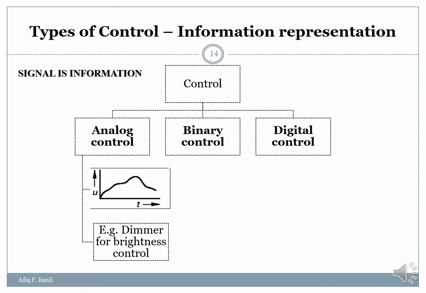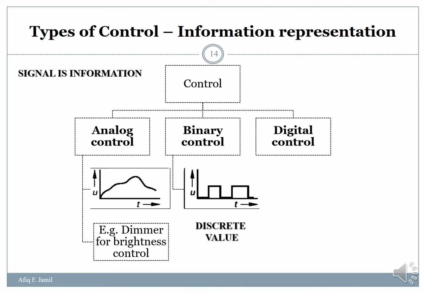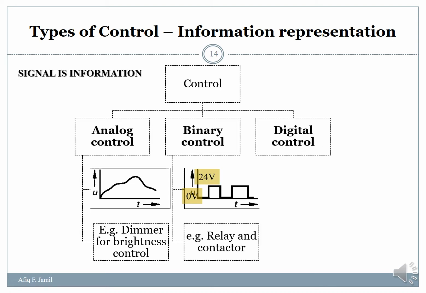In a binary form, the information, as seen in the chart, is in discrete value. This value can only be in two values. For example, it can be either 0 volt or 24 volt. If we give 0 volt to a relay, the relay will not energize. If we give 24 volt to the relay, it will be energized.